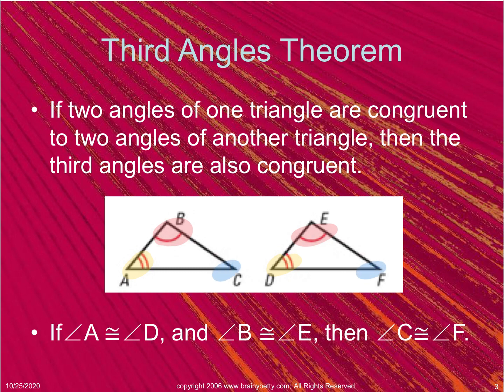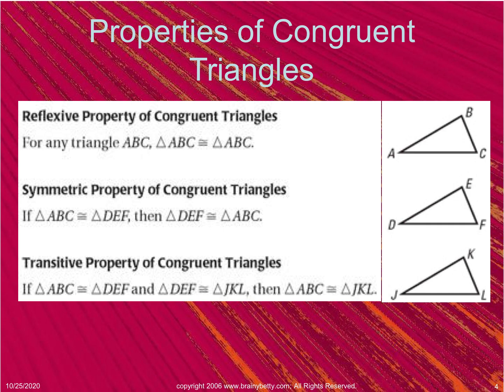The reason they are congruent is, if you remember, the sum of the inside angles of the triangle has to equal 180 degrees. If you add angle A and B, it's going to give you a number, and it's going to be the same number for angle D and E. So when you subtract that answer from 180, it's going to be the same whether it's for C or for F.